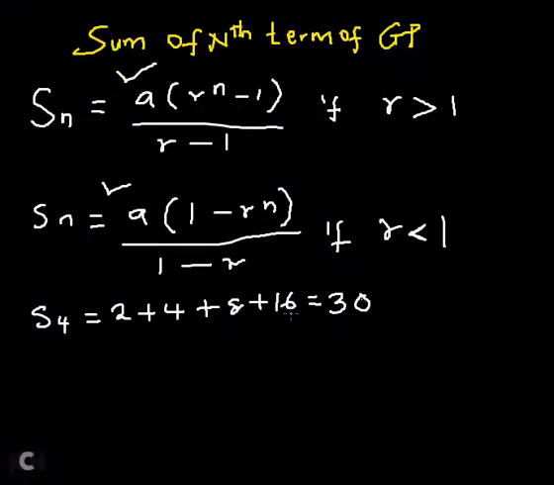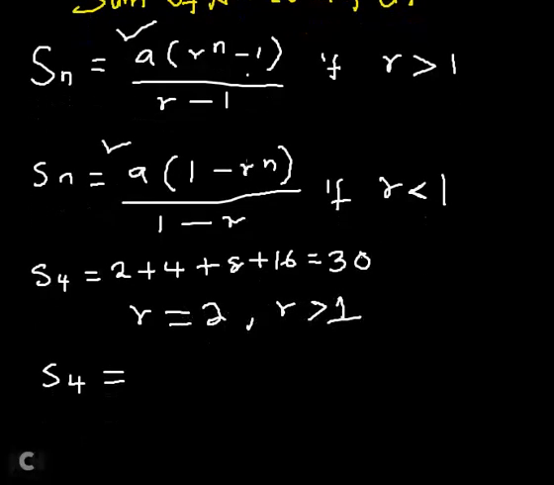Let's actually use our formula to prove this. So, x4 of that GP above. Now, the question is, which formula am I going to use? Am I going to use the first formula or the second formula? I'm going to use the first formula. Why? Because the common ratio of this sequence is greater than 1. The common ratio is 2, and 2 is greater than 1. So I'm going to use this formula.